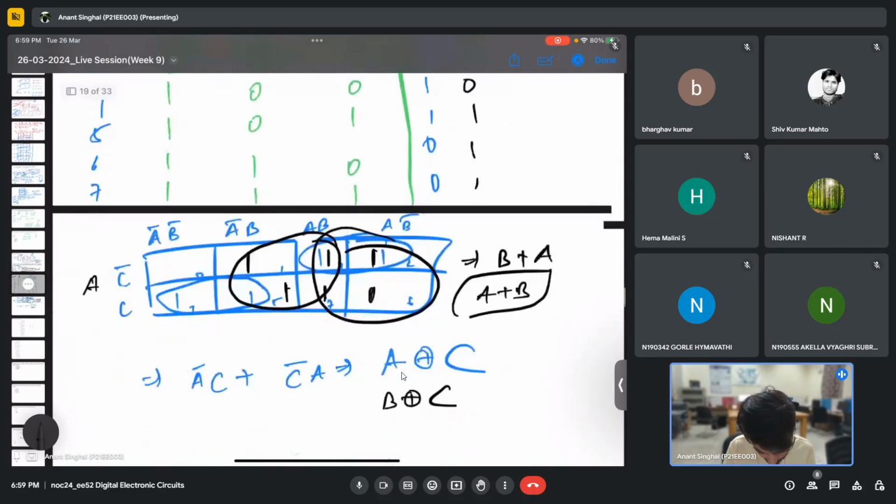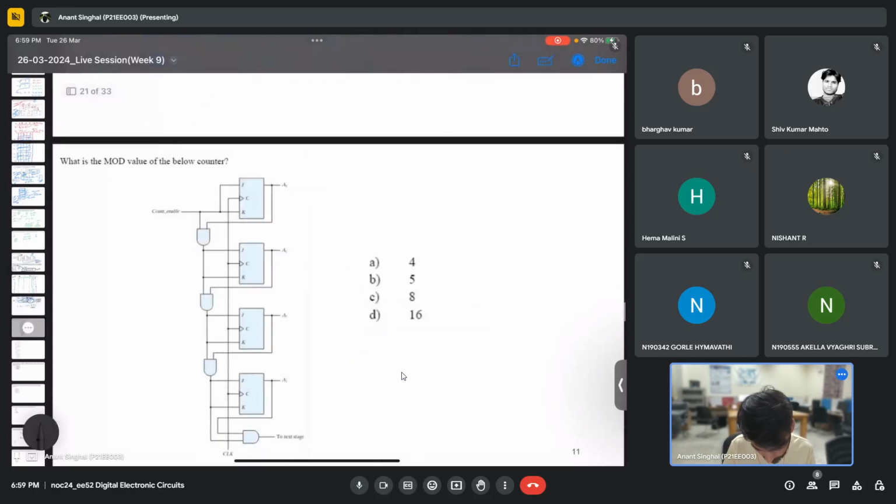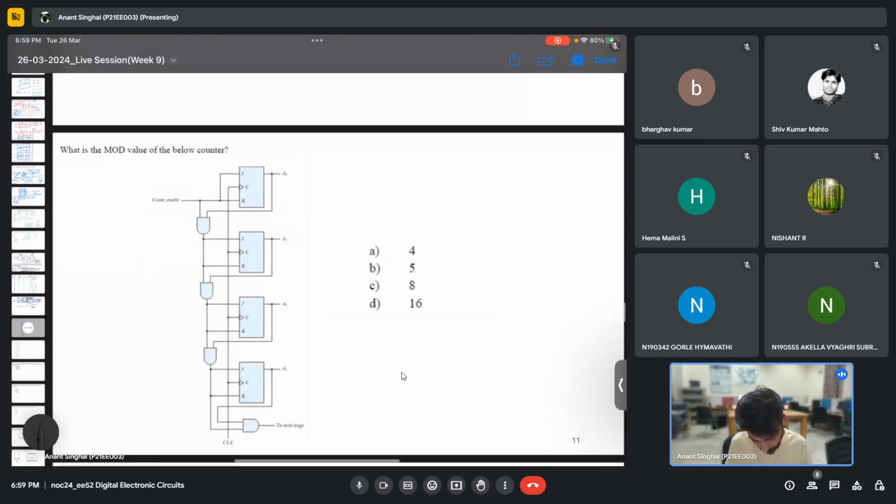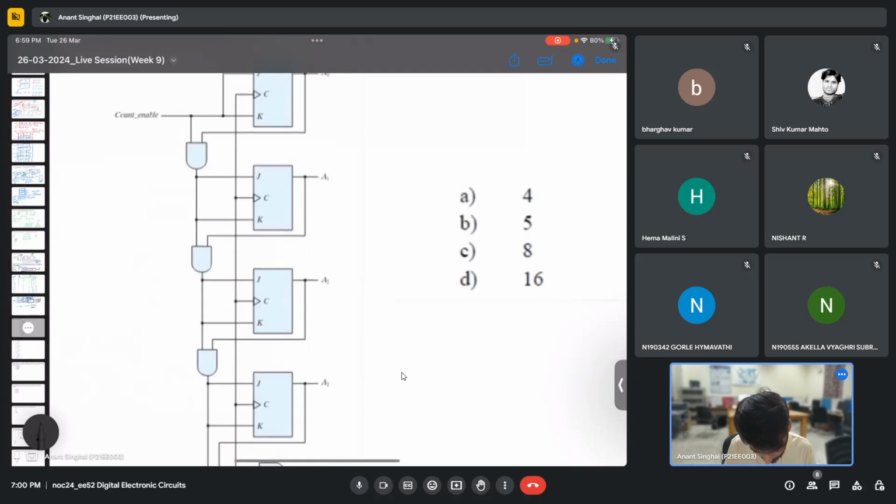So let's proceed now to the further problem. Yeah, this is a good problem. Maybe you can try this out. We can zoom it.